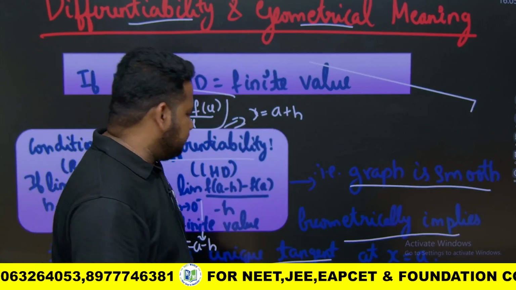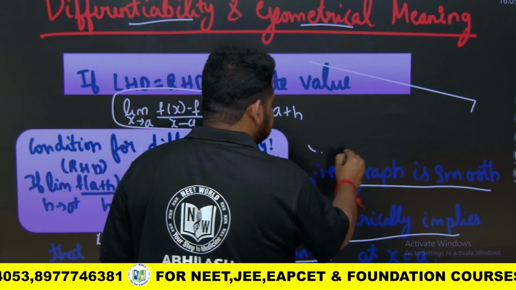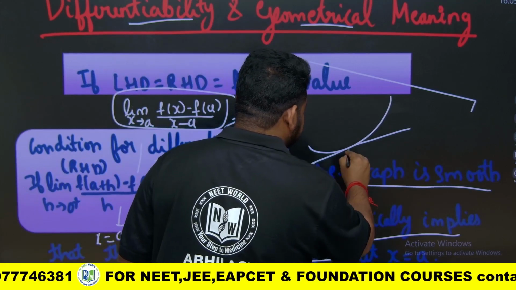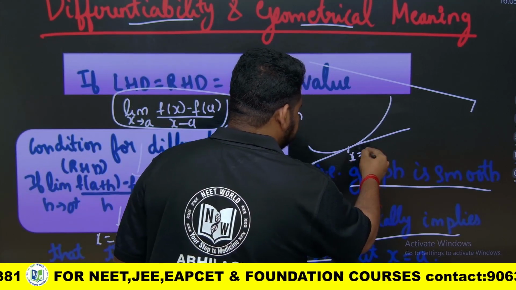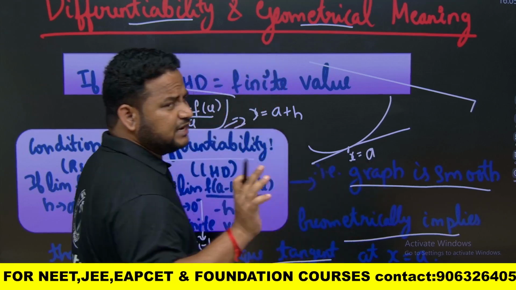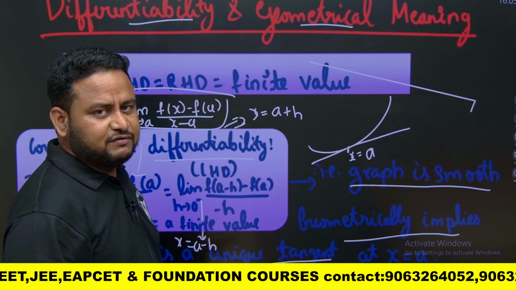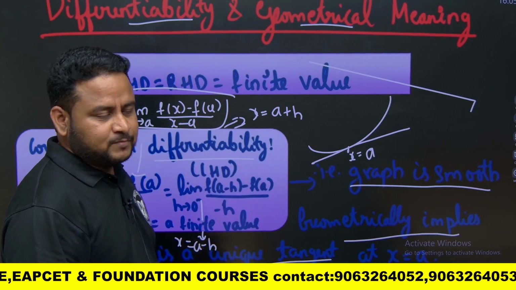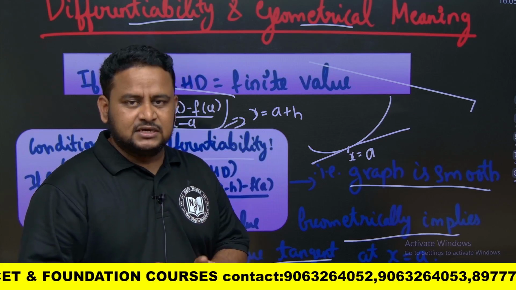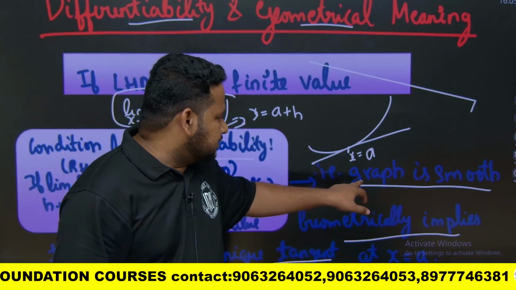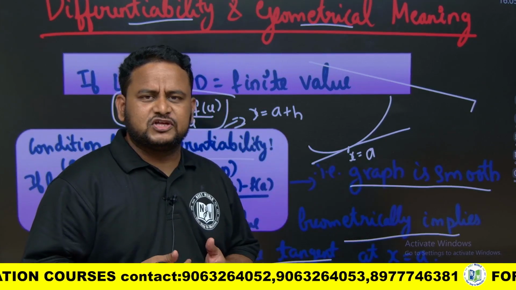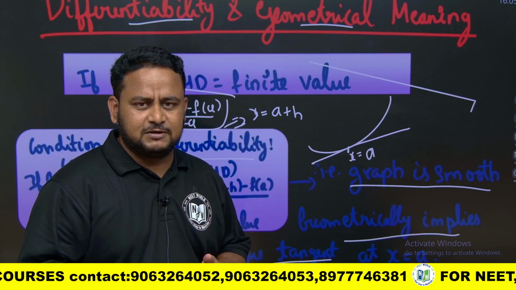So what do you mean by geometrical meaning? There is a curve. If there is a unique tangent at x equal to a, that is, one and only one tangent, then we say that the function is differentiable. First of all, the function should be continuous, then only it is differentiable, that is, the graph is smooth. But do you think that all continuous functions are differentiable? Let us see.